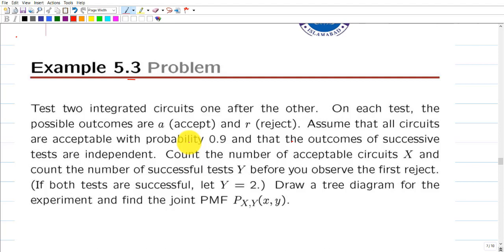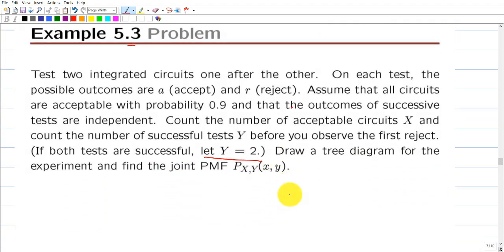we test two integrated circuits one after the other. On each test, the possible outcomes are accept or reject. Assume that all circuits are acceptable with probability 0.9 and that the outcomes of successive tests are independent. So we have to test two ICs which are independent of each other. Each IC could be either accepted or rejected, with probability of acceptance 0.9 and rejection obviously 0.1. Count the number of acceptable circuits X and count the number of successful tests Y before you observe the first reject. If both tests are successful, let Y equal 2. Draw a tree diagram for the experiment. Find the joint PMF P_XY(x, y).